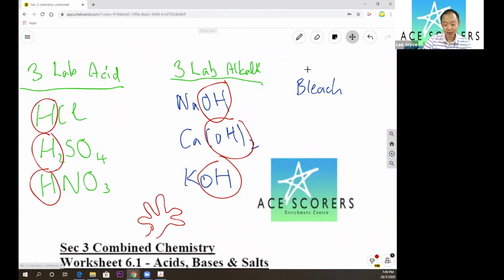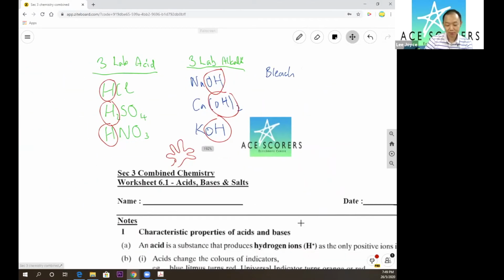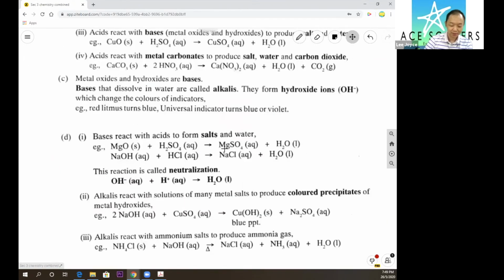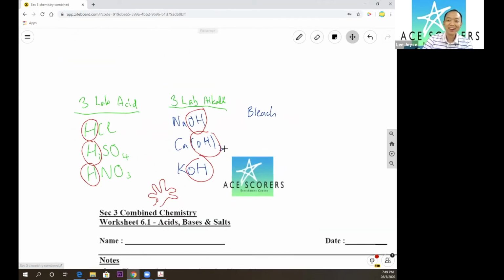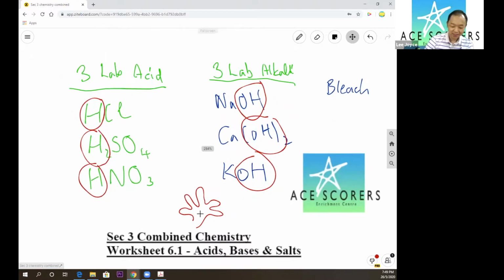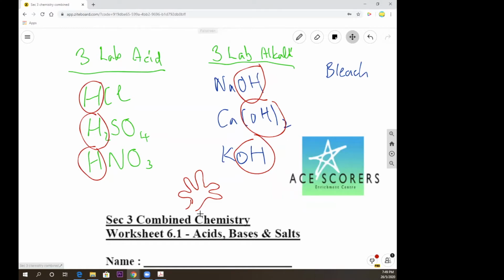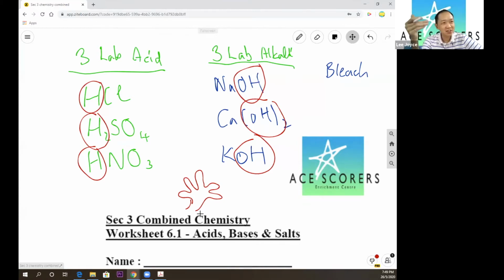Okay, so that is basically page 1 of the notes. You see all this blah, blah, blah? That's what they're trying to say. Simple? Is it easy? Hello, people. What happened to the enthusiasm? Acid is hydrogen, alkali is hydroxide. So page 1 actually tells you how to identify acid and alkali.